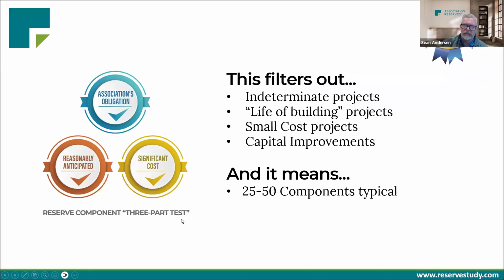What that's going to do is filter out indeterminate projects, stuff we can't predict or understand, life of the building projects. We're not going to replace things that don't have a determinate life. It's going to take out small cost projects, and it's going to take out capital improvements. I'm going to talk about this a little bit more, because capital improvements are a hot topic with a lot of clients of mine right now. But what that means is that the typical reserve study in California is going to be 25 to 50 components. So it's not going to be a giant component list, and we see a lot of the same 25 to 50 components in California.